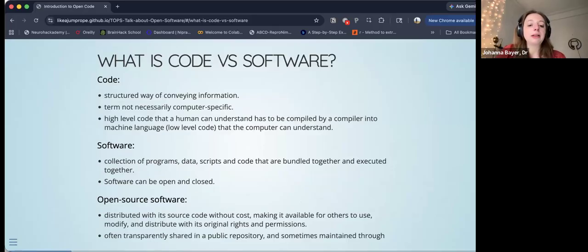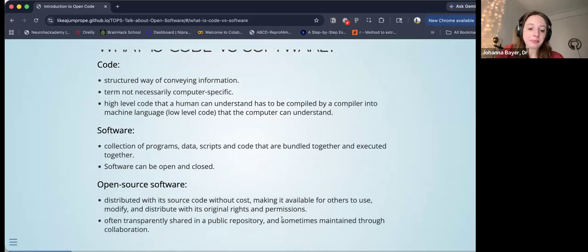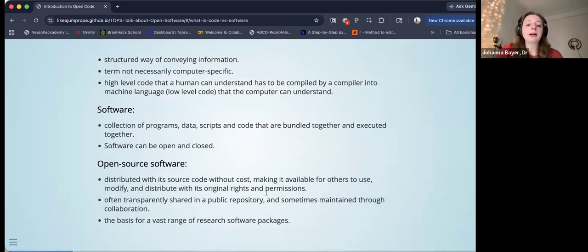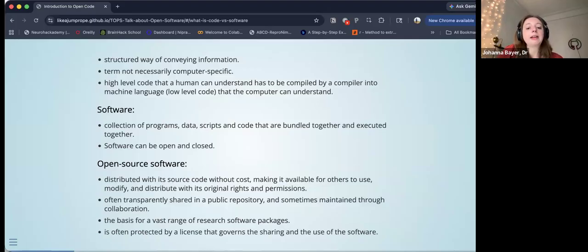Open source software is also openly, transparently shared in public repositories and sometimes maintained through collaboration. Open source software is the basis for a vast range of research software packages. And in science, we often use open software. It's often protected by a license that governs the sharing and the use of the software. We are going to talk about licenses later.